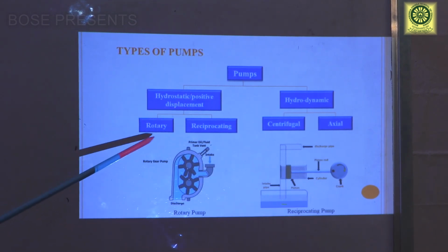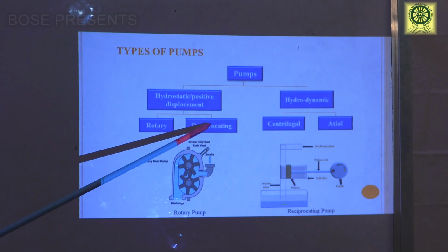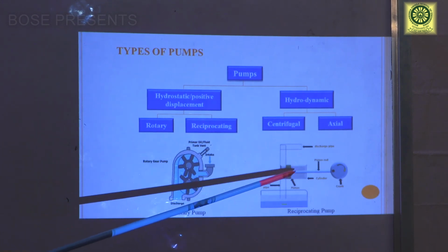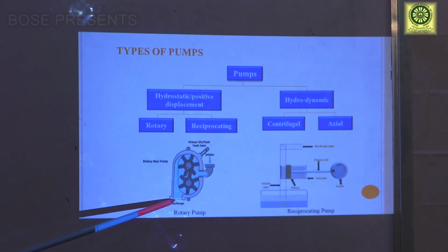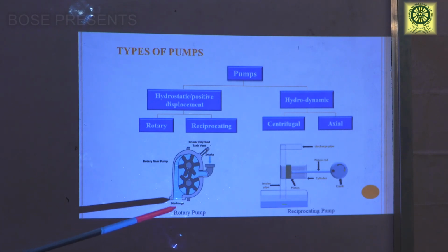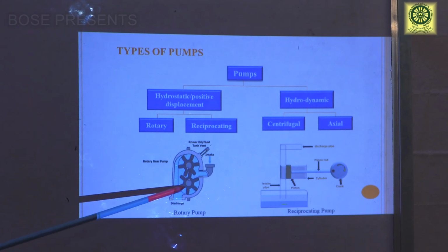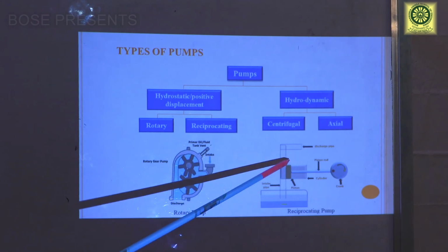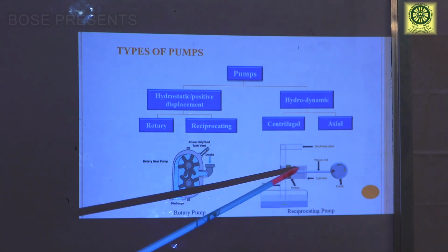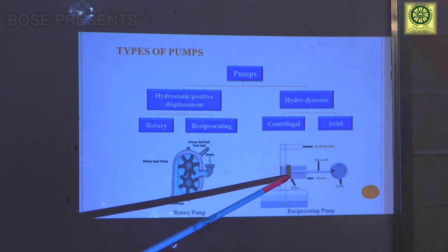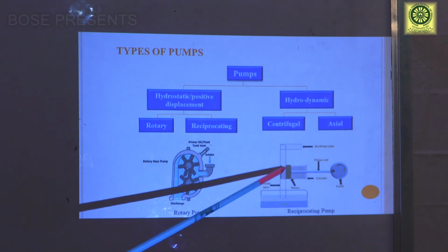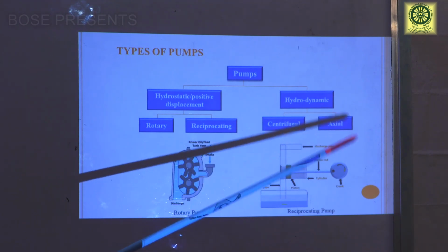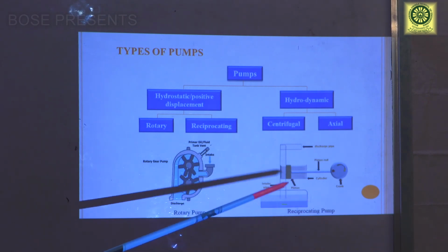Now the hydrostatic pump is again categorized into two types, rotary and reciprocating. As in the figure, we can see that this is a rotary pump. Here the lifting of a portion of the fluid occurs by rotary action; these are rotating. Whereas in a reciprocating pump, there is a piston. This piston moves back and forth and reciprocates. While moving back, water will be lifted inside it, and while moving forth, this lifted water is forced to the delivery pipe. So it is a reciprocating pump.